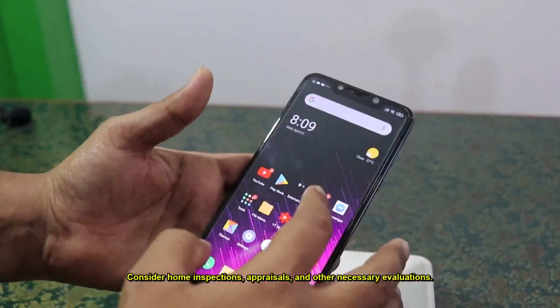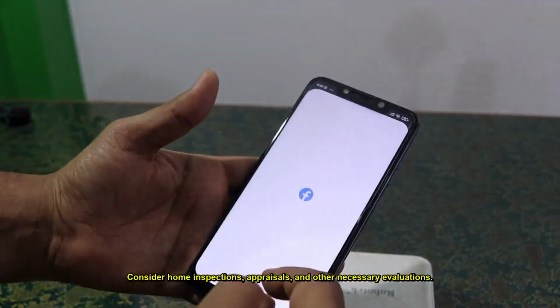Consider home inspections, appraisals, and other necessary evaluations. Verify any financial contingencies that impact your home sale. Ensure that all contractual obligations are clearly understood.